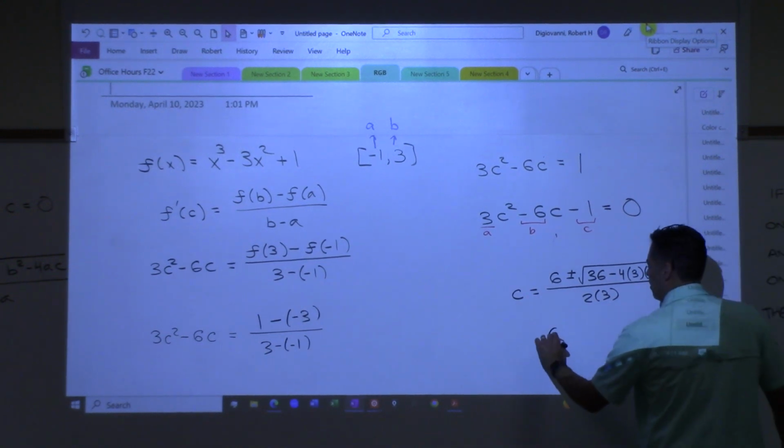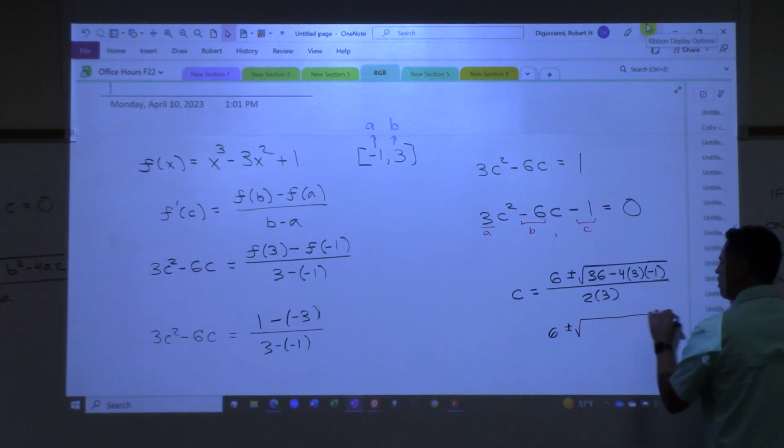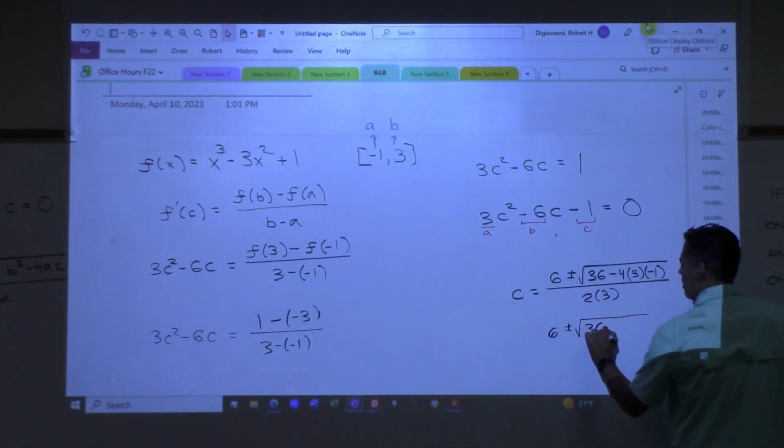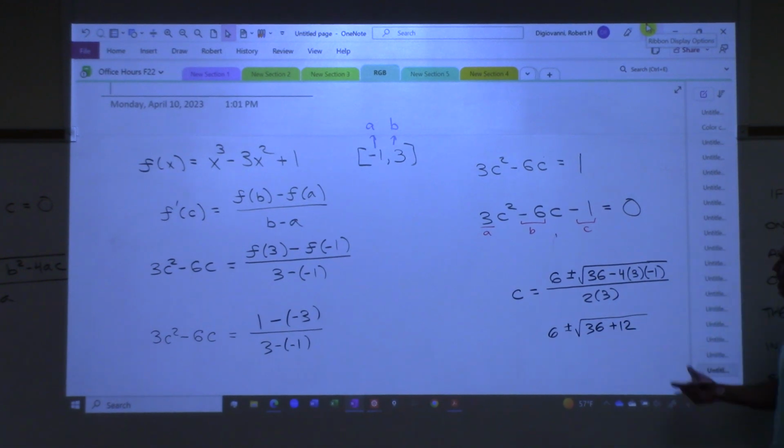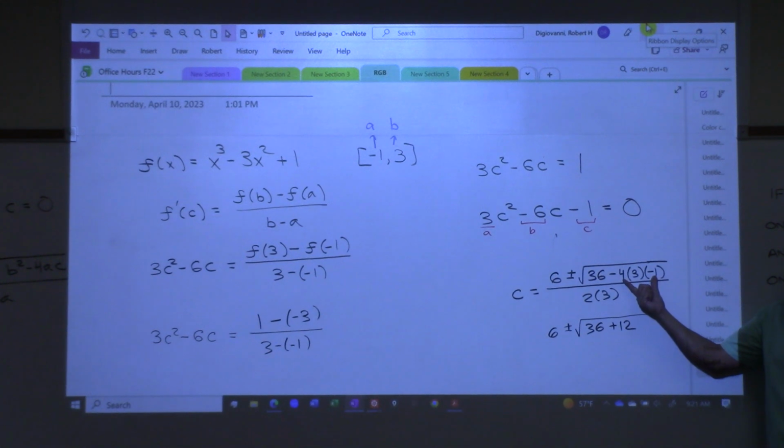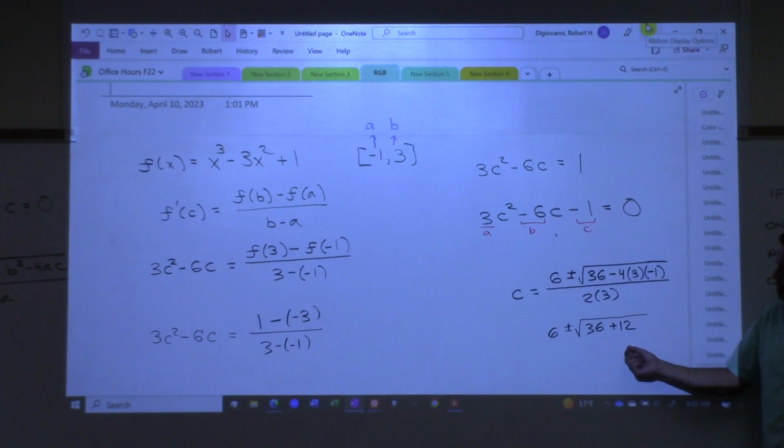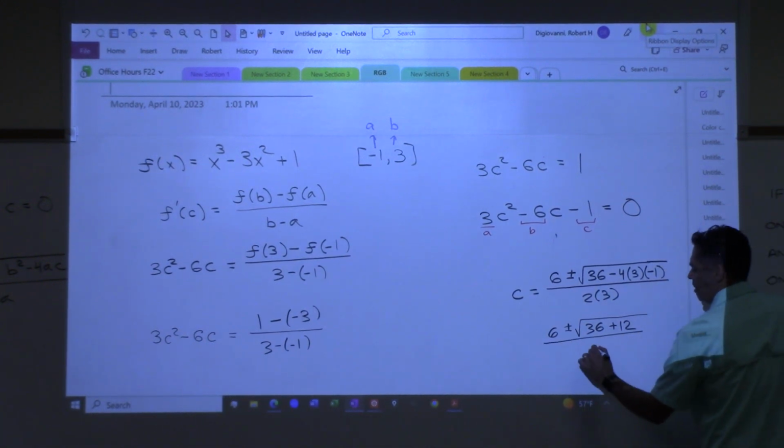This will be 6 plus or minus square root. Okay, this turns into 36 plus 12. The way I look at this, because this is where most students screw this up, is that I count how many negative signs I see. If I see 2 negative signs, I know it's going to turn to a plus. If I see 3 negative signs, it's going to be a minus. So if you have an even number of minus signs, it's a plus. If you have an odd number of minus signs, it's a minus. So I see 2, it's even, so it's going to be a plus there, and then all over 6 again.